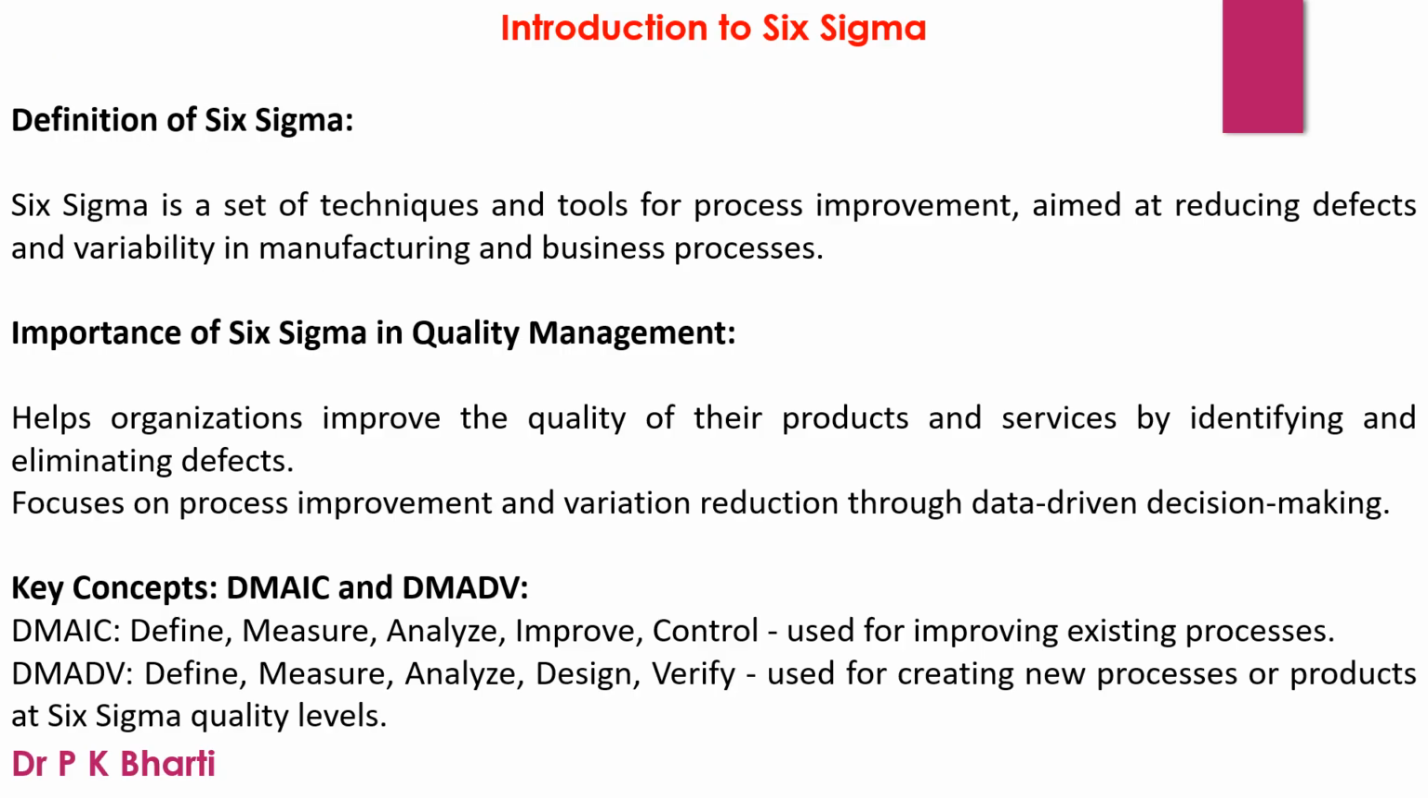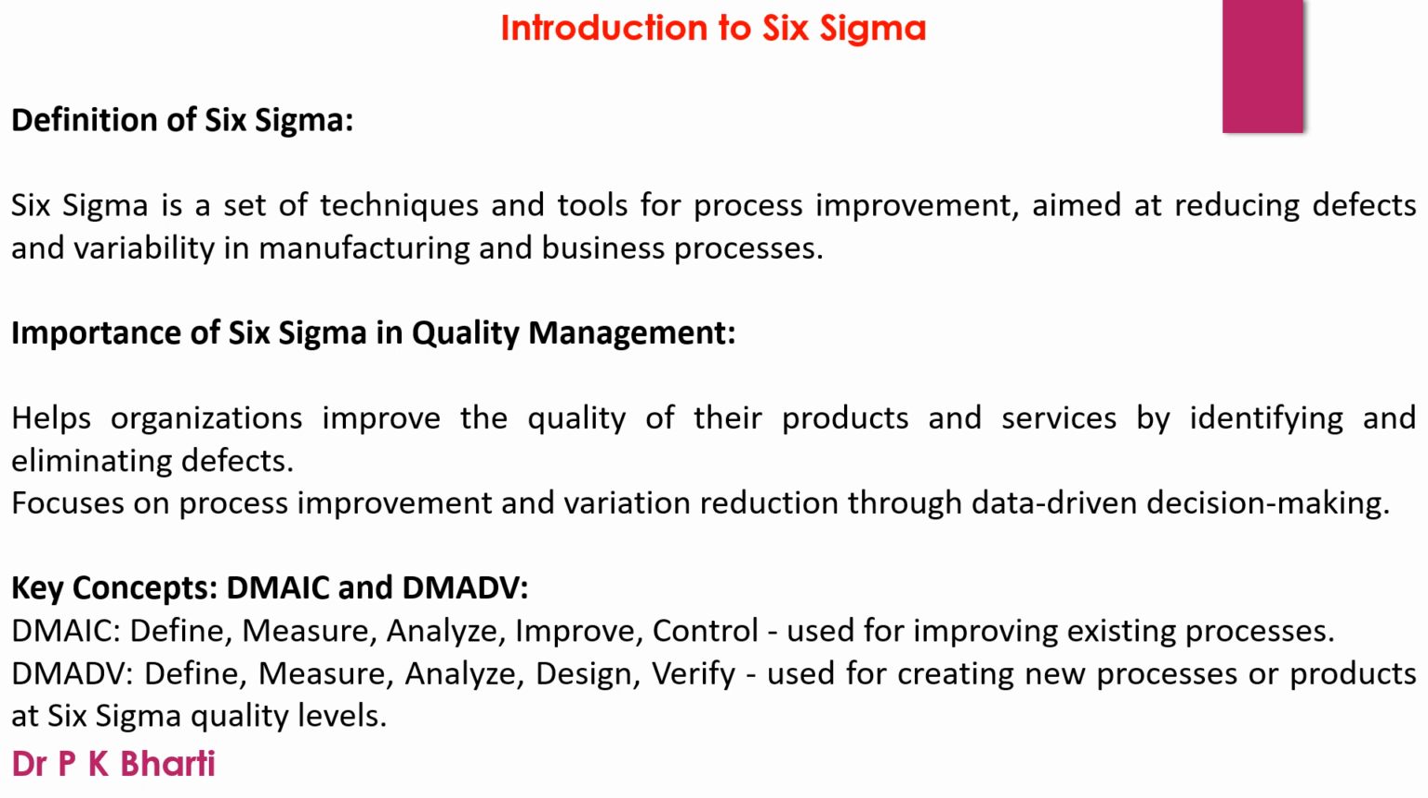Before we go through DPMO calculations in Six Sigma, which is a very important metric in Six Sigma, let us have a brief look at what is Six Sigma. Six Sigma is a set of techniques and tools for process improvement aimed at reducing defects and variability in manufacturing and business processes. Why is Six Sigma important in quality management? Because it helps organizations improve the quality of their products and services by identifying and eliminating defects. It focuses on process improvement and variation reduction through data-driven decision making.